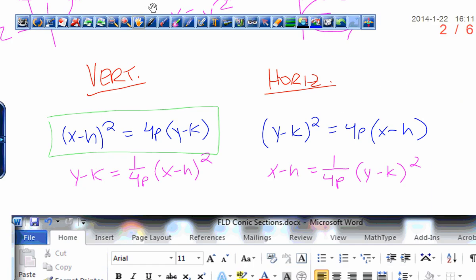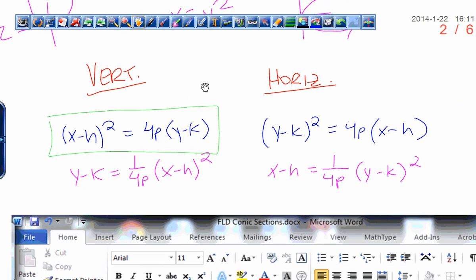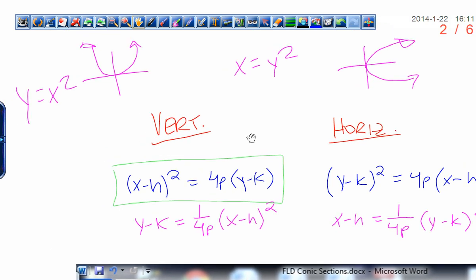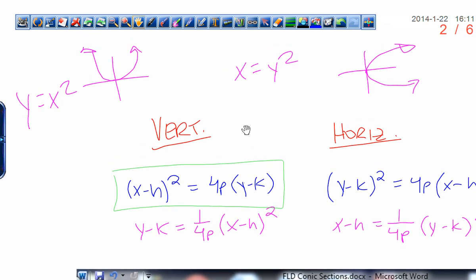Guys, let's talk about parabolas. Today we're going to talk about just parabolas more in depth than what we're used to seeing, as far as y equals x squared and all that stuff. We have two different types of situations, either horizontal or vertical.